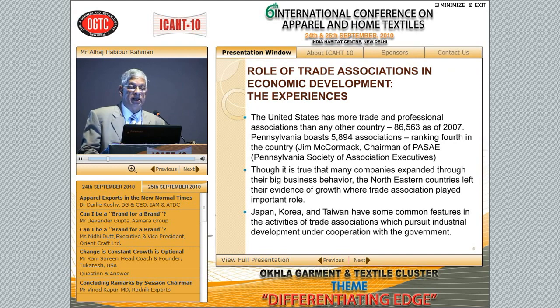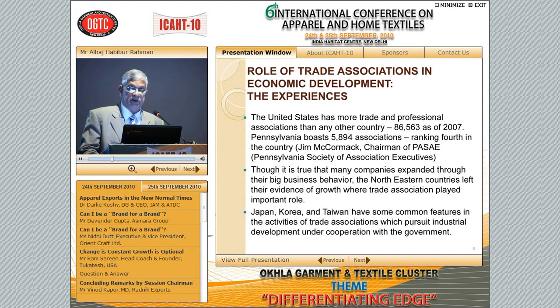Role of trade associations in economic development, the experiences. The United States has more trade and professional associations than any other country. They had 86,563 as of 2007, and among them, 5,894 associations were in Pennsylvania, ranking fourth in the country. Pennsylvania Society of Association Executives.